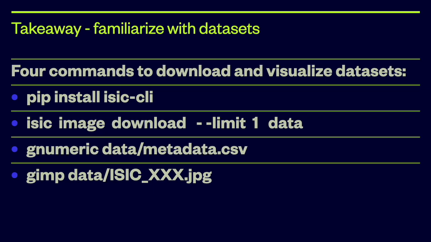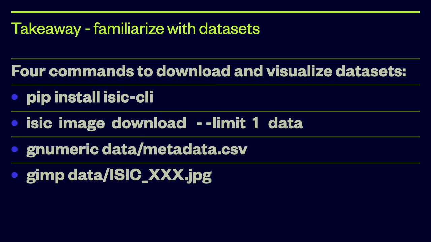The main idea in this video is that we educate our users to familiarize themselves with datasets, because it's one of the most important components of building AI applications. We have shared 4 commands to download and visualize this dataset. We shared the pip command to install this Isaac CLI library, and then the download command to download the dataset, and then we use the gnumeric Linux application for opening the CSV file, and then gimp for opening the image file.